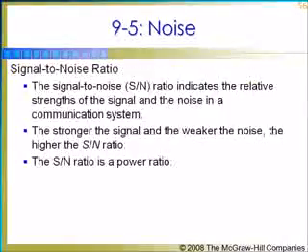Next is the signal to noise ratio. The signal to noise ratio indicates the relative strength of the signal and the noise in a communication system. The stronger the signal and the weaker the noise, the higher the SN ratio. So this SN ratio is a power ratio. If the SN ratio is less than 1, the dB value or the decibel value will be negative and the noise will be stronger than the signal.